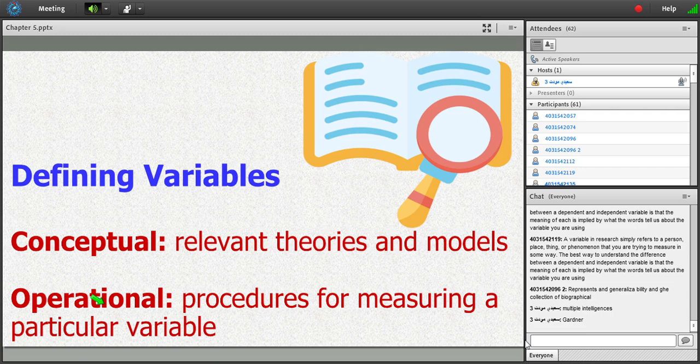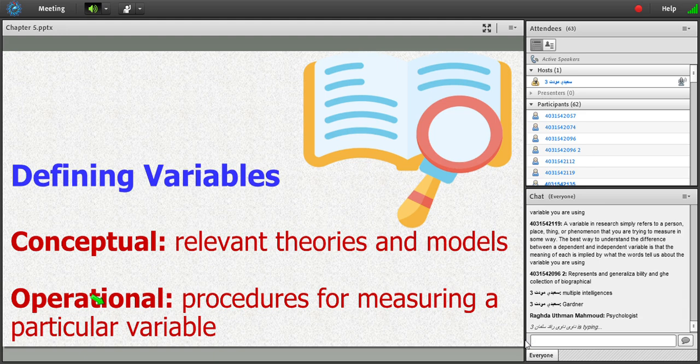So this is called operational definition. Conceptual definition is the theoretical definition. We refer to books and articles. We refer to great scholars who actually introduced the variable. But operational definition refers to the procedures that I use for measuring that particular variable in my research. How I want to actually measure the, let's say, concept in my study.